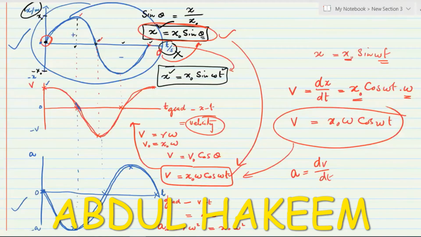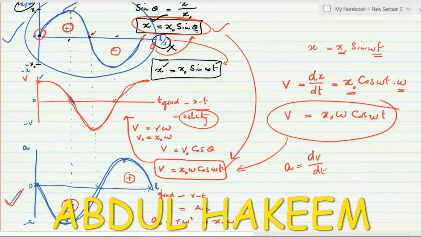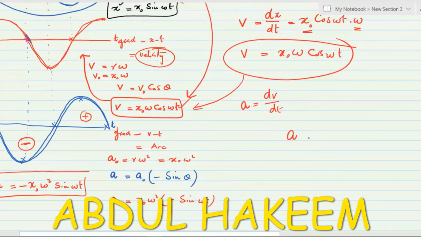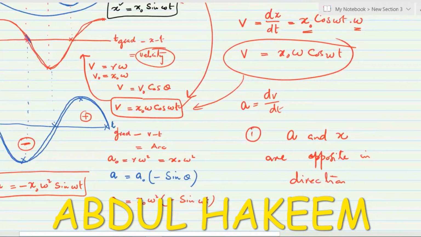Okay, now look at the first and the last graph. When displacement is positive, acceleration is 100% negative. When displacement is negative, acceleration is 100% positive. So the conclusion is that acceleration and displacement are opposite in direction. This is the first result.